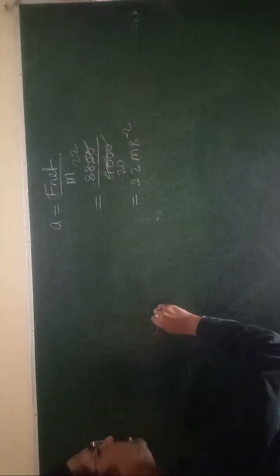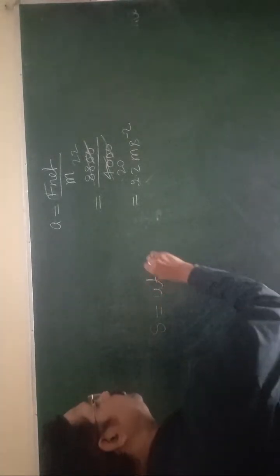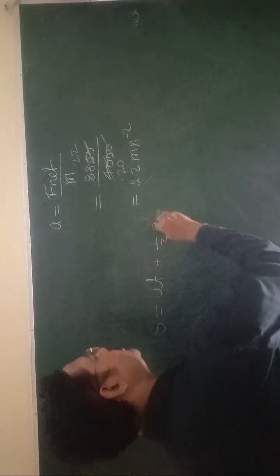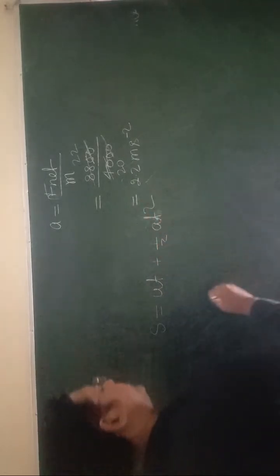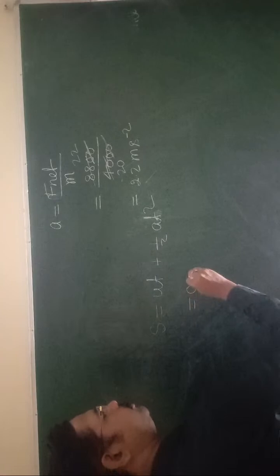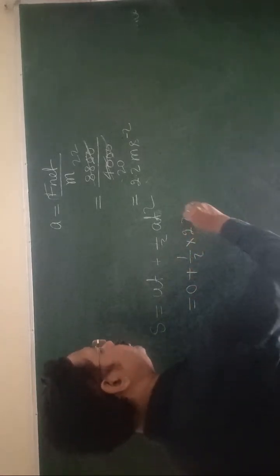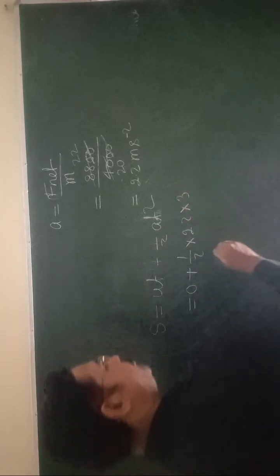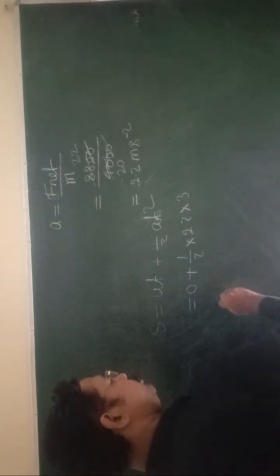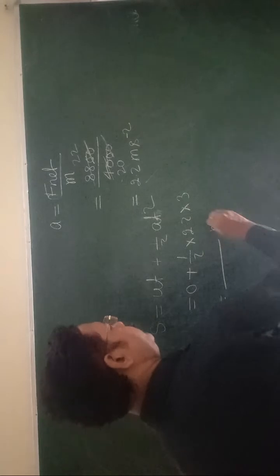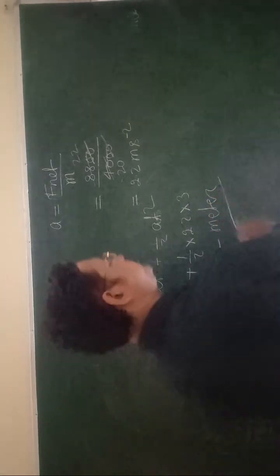For the distance, you can apply S is equal to ut plus half at square. Here u is 0, so half into 2.2 into 3 seconds squared, where 3 seconds is the time given. This is equal to the distance in meters.